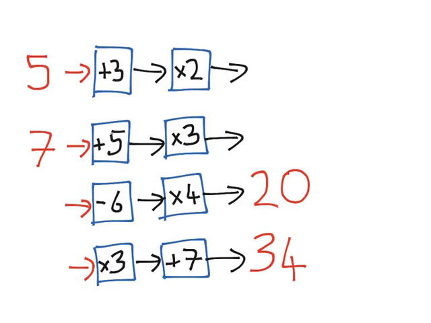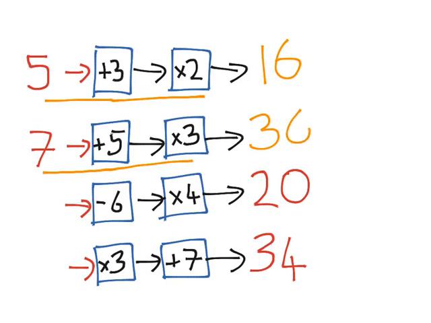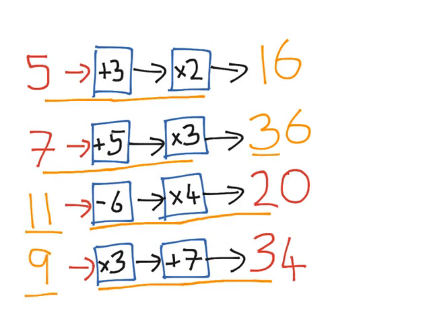Okay, so my answers will be 5 plus 3 is 8. 8 times 2 is 16. 7 plus 5 is 12. 12 times 3 is 36. And then working backwards, 20 divided by 4 is 5. 5 add 6 is 11, so the input was 11. 34 minus 7 is 27. Divided by 3 is 9. Let me know how you got on.